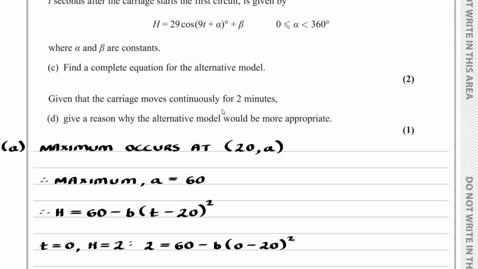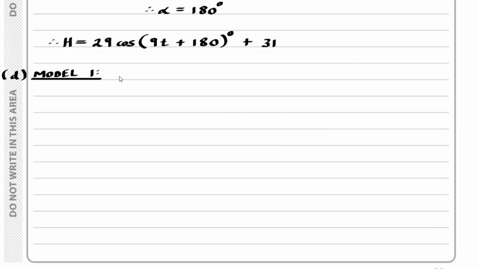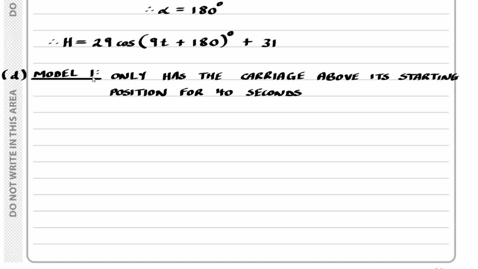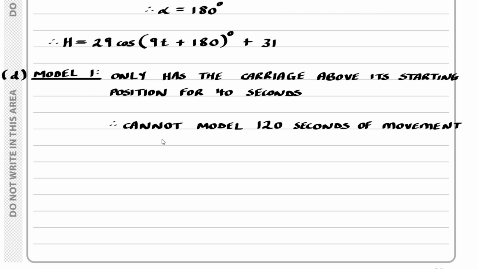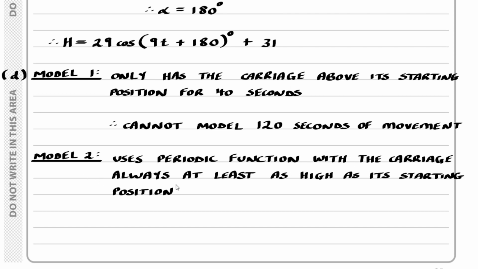Given that the carriage moves continuously for 2 minutes, that in seconds is 120 seconds, you have to give a reason why the alternative model would be more appropriate. So we're looking at why this model is more appropriate. So for part D, Model 1 only has the carriage above its starting position for 40 seconds. And that's because of the shape of the quadratic. And so therefore, we cannot model 120 seconds of movement, whereas with Model 2, that uses a periodic function with the carriage always at least as high as its starting position, which is why we use Model 2.